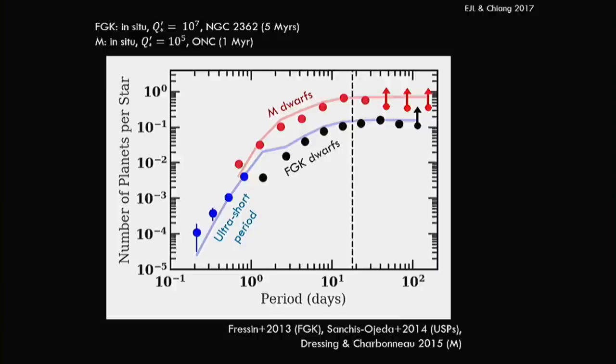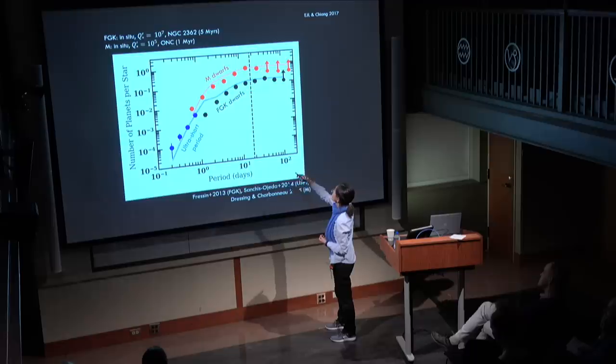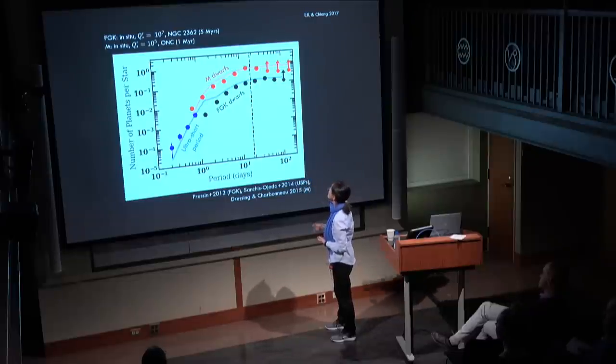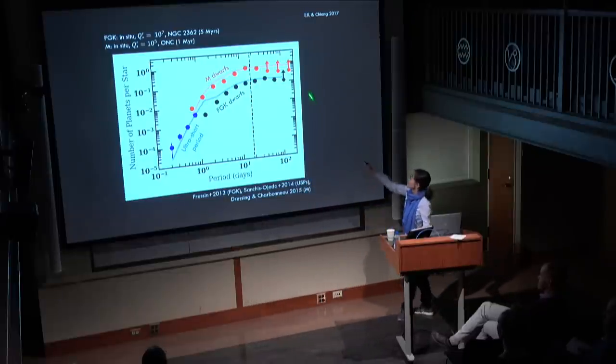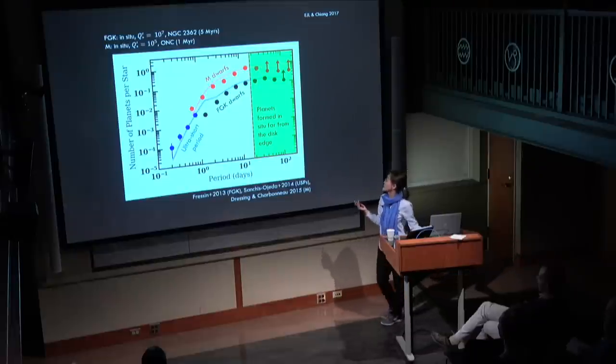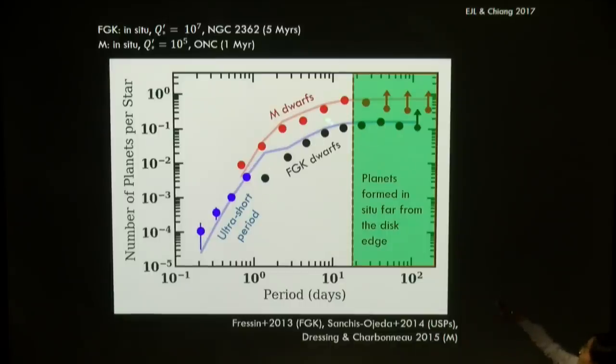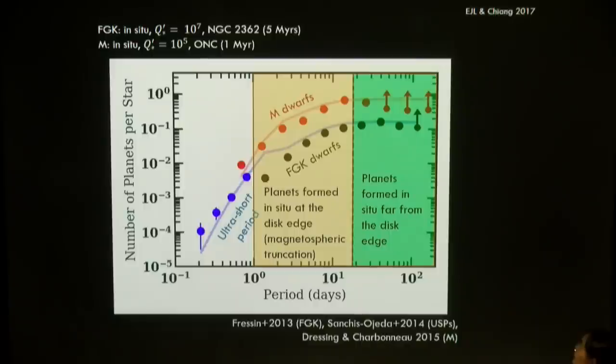So to summarize, how do we explain the shape of the orbital period distribution? Again, the lines here are the model compared against the data, which are in circles. Outside of this 10 days, where we see some plateau, those can be explained by planets that formed in situ far from the disk edge. The falloff between 10 days and a day can be explained by planets that formed in situ, but at the disk edge, given by the magnetospheric truncation. And these ultra-short period planets can be explained by tidal inspiral.